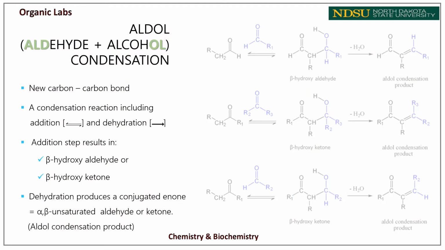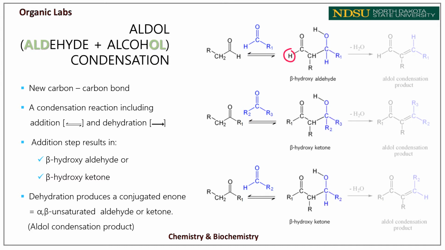Aldol condensation provides a good way to form a carbon-carbon bond. It includes addition and subsequent dehydration steps. In the addition reaction, carbonyl sources such as two aldehydes, two ketones, or an aldehyde and a ketone can react. An addition reaction results in a beta-hydroxyaldehyde or a beta-hydroxyketone, depending on the starting materials. The subsequent dehydration gives a conjugated enone, or in another name, an alpha-beta unsaturated aldehyde or ketone.